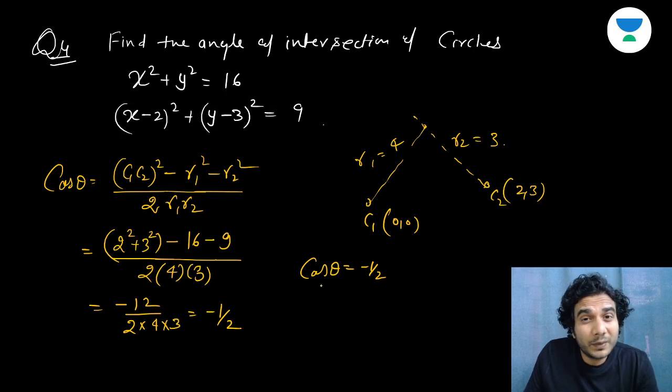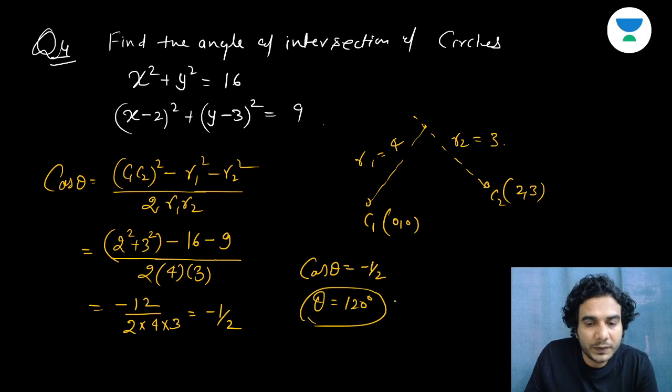Cos theta is equal to plus 1 by 2 when theta is equal to 60 degree. So cos theta is equal to minus 1 by 2 when theta is equal to 120 degree. Okay, so this is obtuse angle, and you can also write acute angle, which will be 60 degree. So angle of intersection of these two circles is 120 degree, or you can say 60 degree also. All right, so this is the answer.